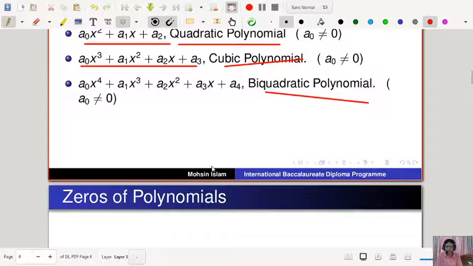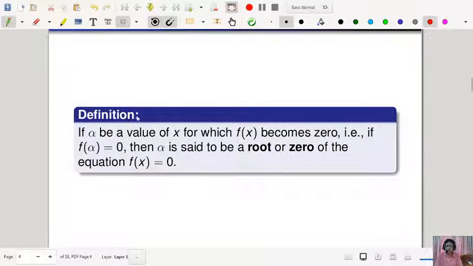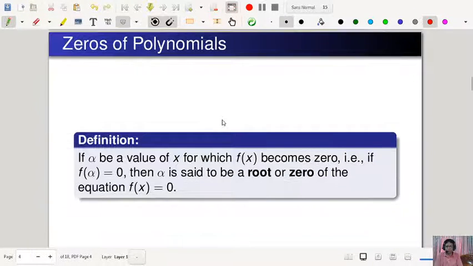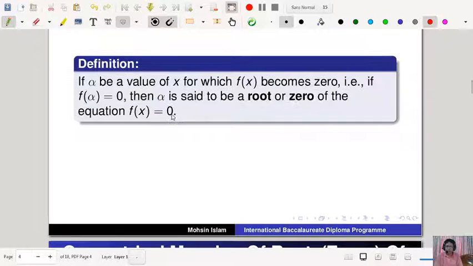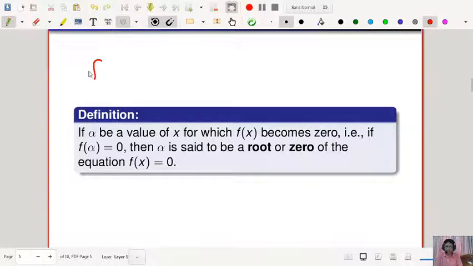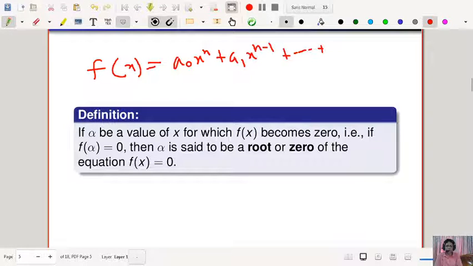Okay. Next, what are the zeros of polynomials? Zeros of polynomials means, I already explained what f(x) is. f(x) is, suppose, a naught x to the power n plus a1 x to the power n minus 1 plus etc., plus an. This is your f(x).